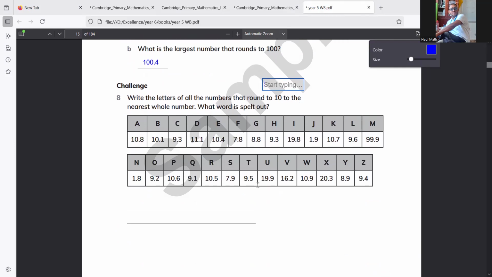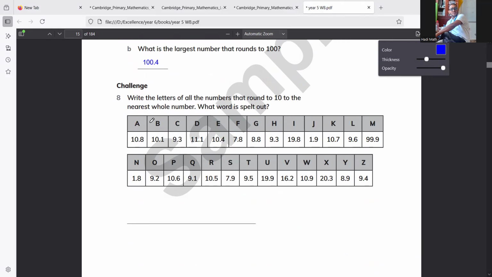Go to this question. Let's say challenge. Write the letter of all numbers that round to 10 to the nearest whole number. So please go and first of all, go around each one of them and see the one that rounds to 10 to the nearest whole.